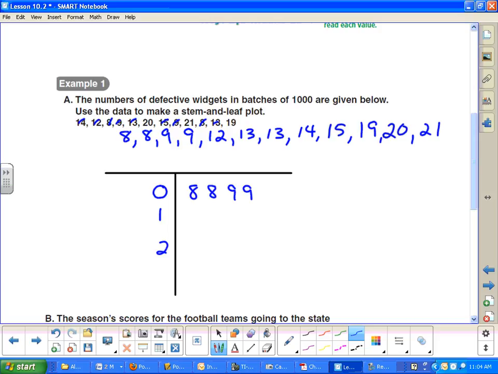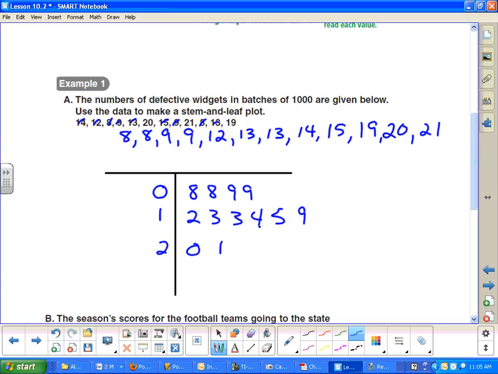Okay. Same with here. We have 2, 3, 3, 4, 5, and 9. Okay. We don't need to separate them with commas because we know they each represent 12, 13, 13, 14, 15, and 19. Then I put a 0 and a 1 down here. So these are the number of defective widgets in a batch of 1,000.